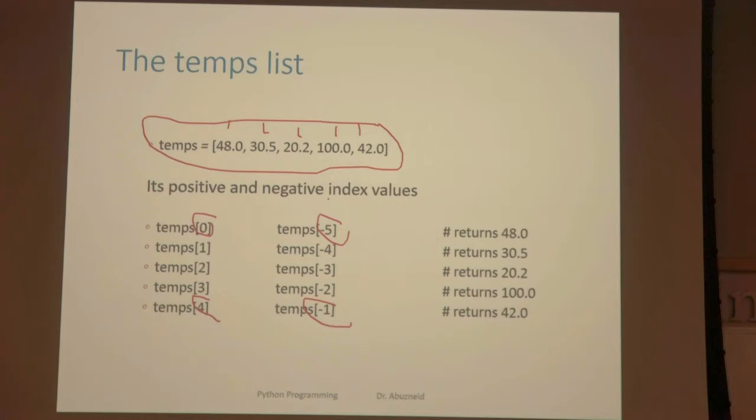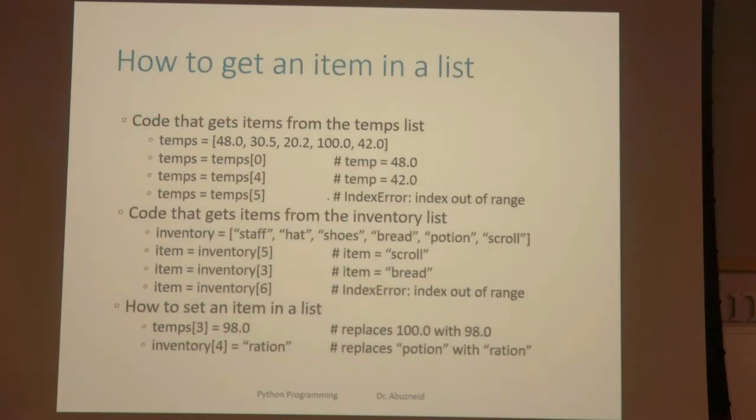Sometimes you need a positive index to go from the beginning to the end, or sometimes you need to go from the back to the front. And here for example, you have temps, which has 5 temperatures.